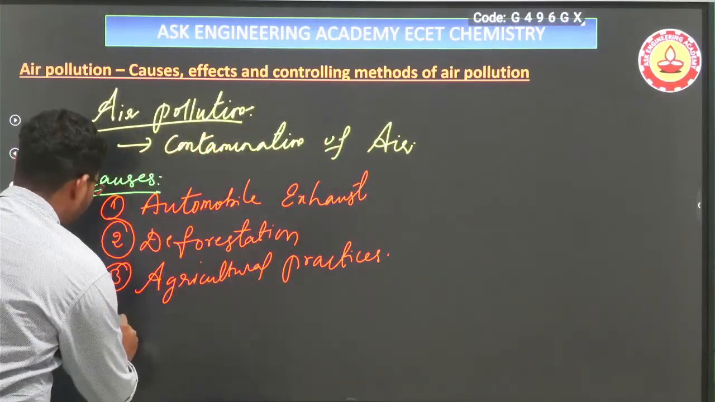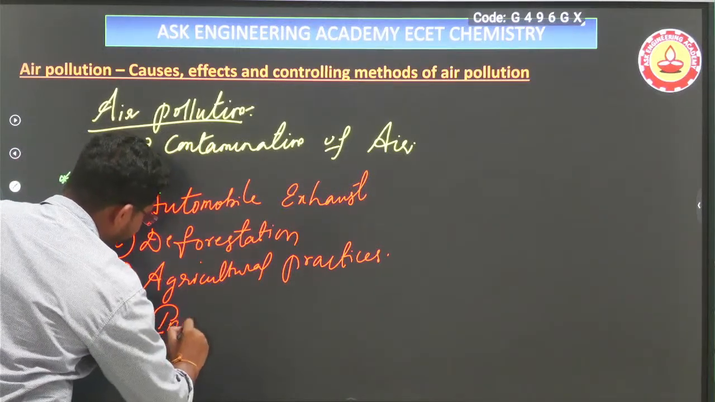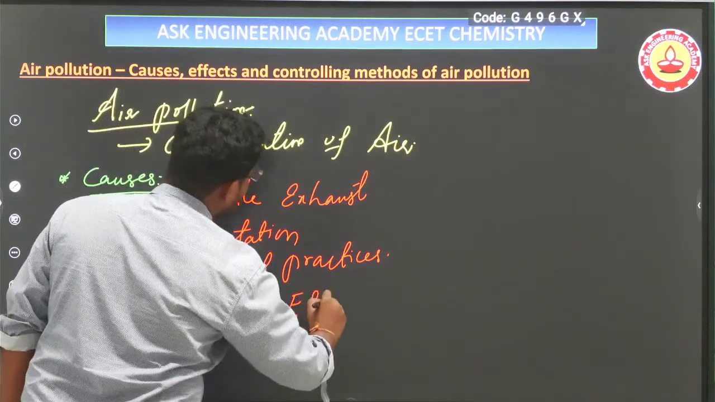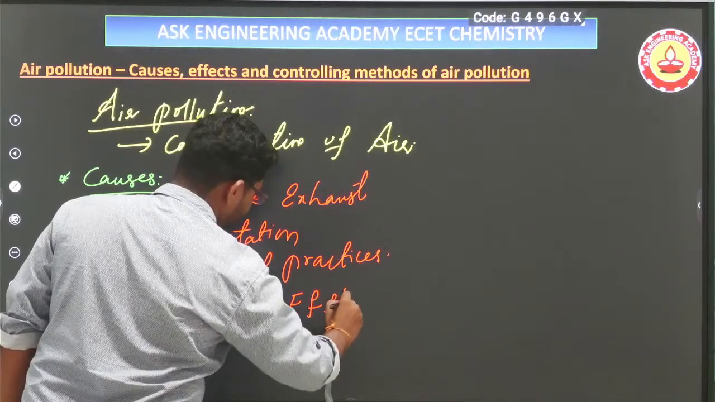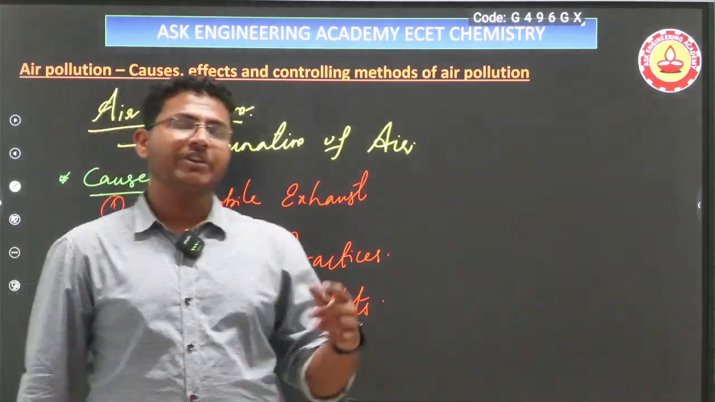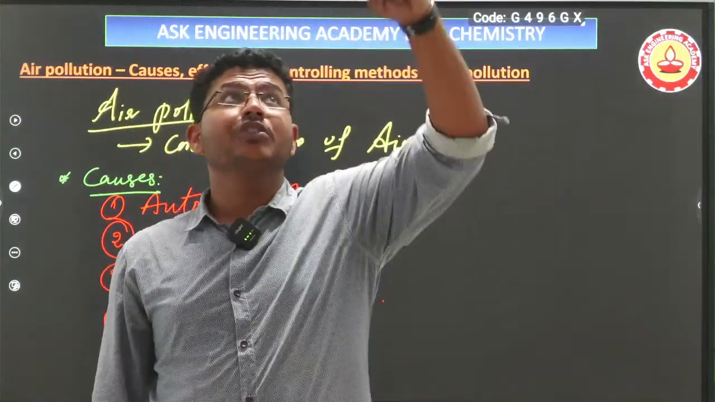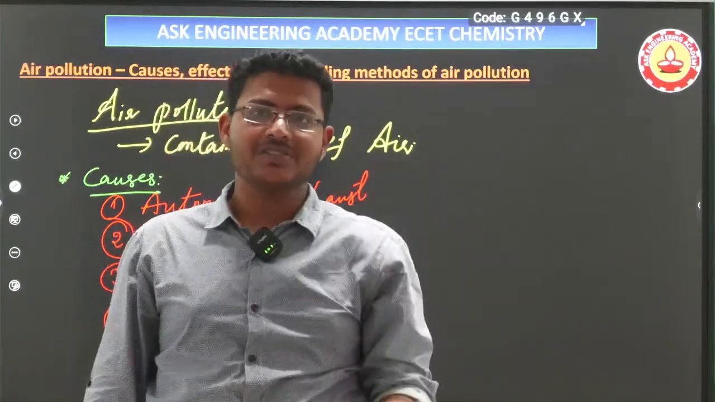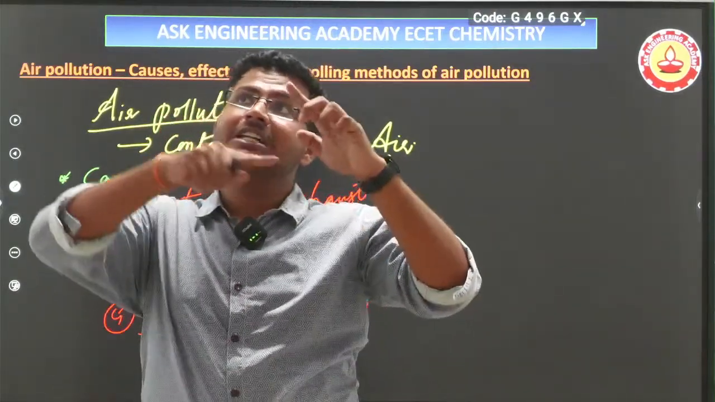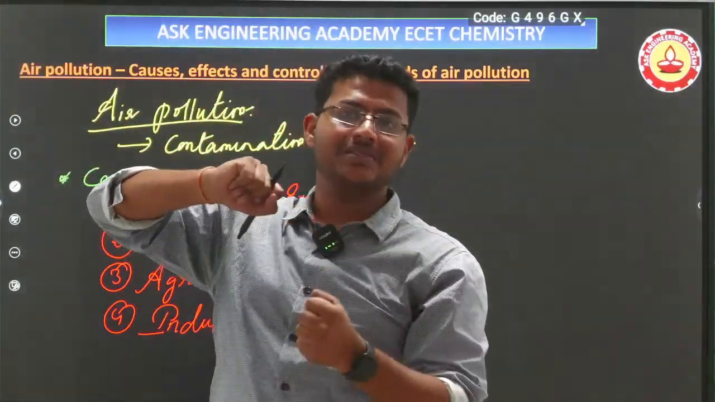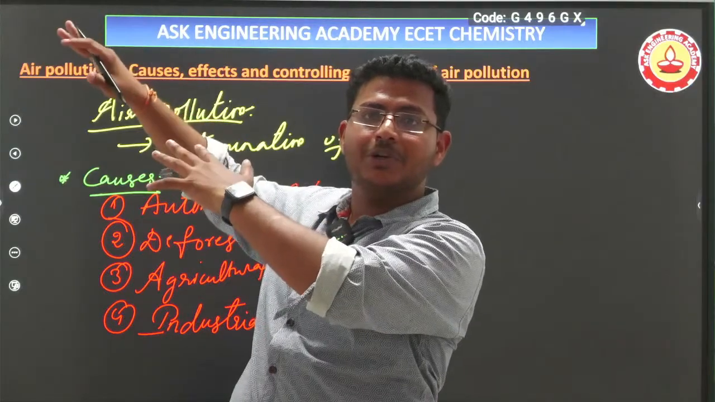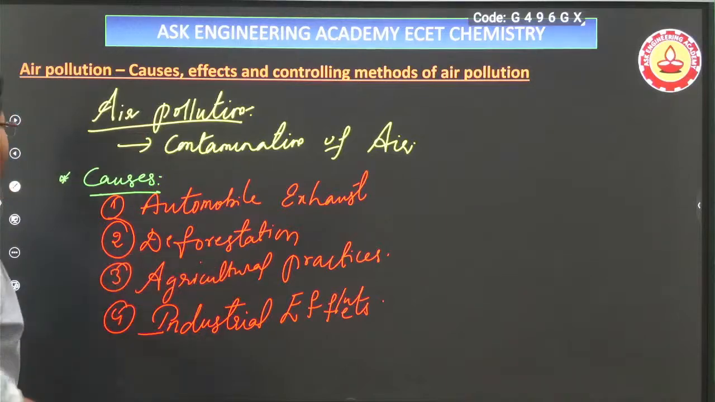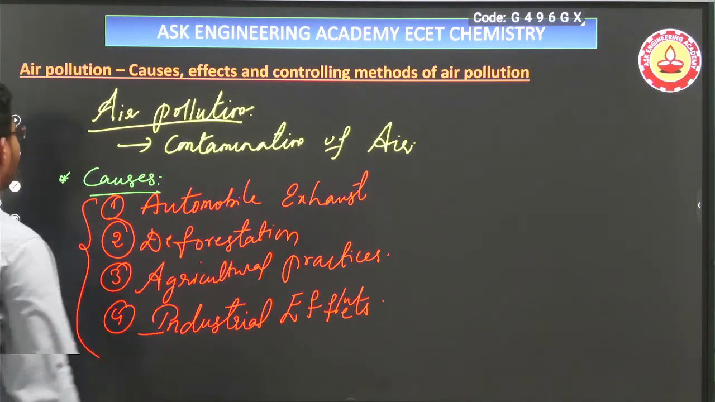And one more important thing is industrial effluents. We know that whenever we observe any industrial area, a lot of gases are released into the environment. Those gases are a result of many chemical processes, and that smoke contains a lot of harmful substances. Those substances are termed air pollutants, such that air pollution happens. So one of the reasons for air pollution is industrial effluents. These are the four reasons for air pollution.